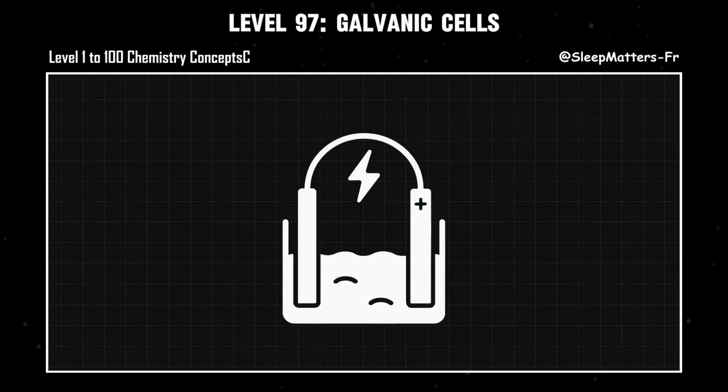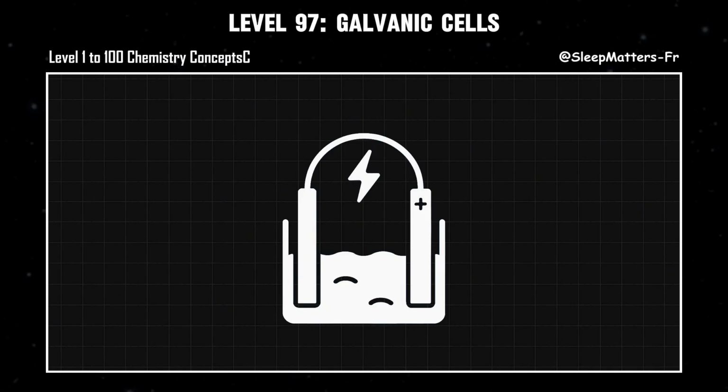Level 97. Galvanic Cells. Galvanic cells are like tiny, invisible battles where electricity is born. But it is not a battle of people, it is a battle of atoms. Galvanic cells are devices that take the energy from a chemical reaction and turn it directly into electricity. Imagine two metal strips placed in two different liquids. These metals are called electrodes, and the liquids are solutions filled with tiny charged particles called ions.